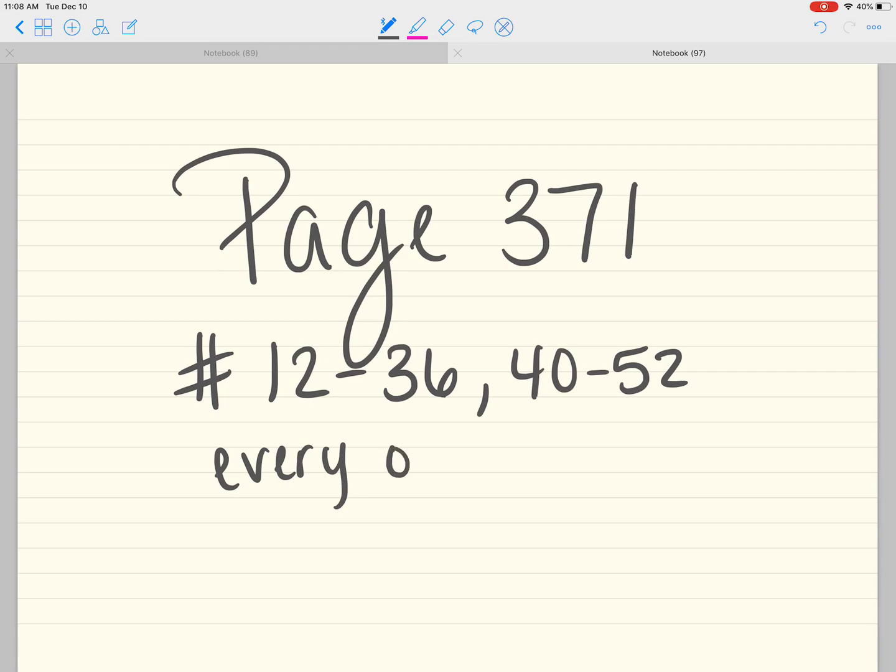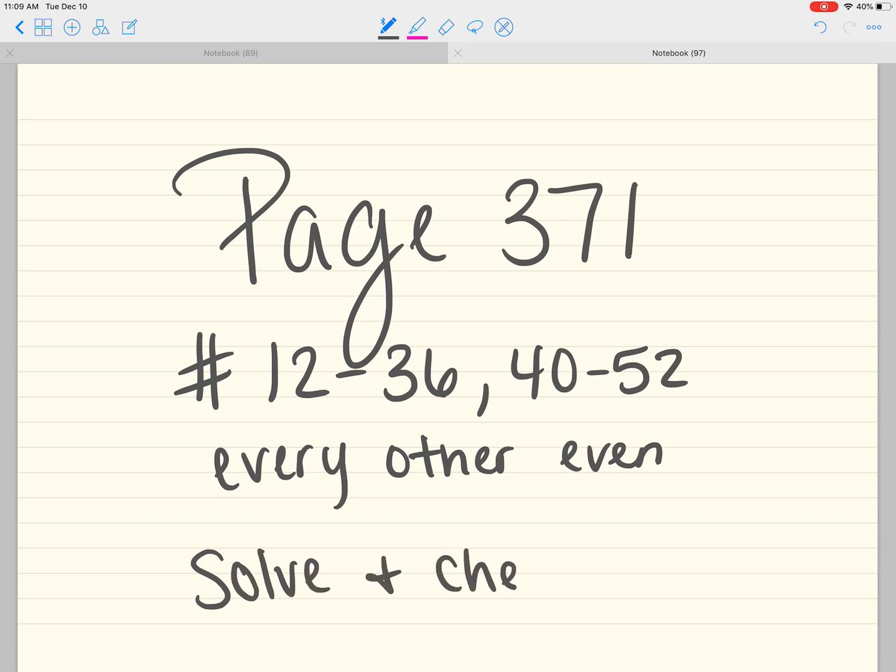On this, we are doing every other even, for both sets. Make sure you show that you solve and check. The only ones that you wouldn't have to do a check on are the ones where you write the inequality, because if you write the inequality wrong, your check's not going to matter.